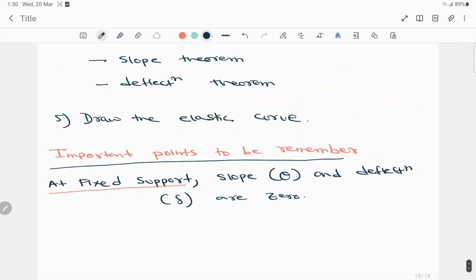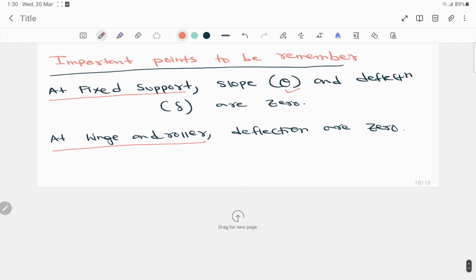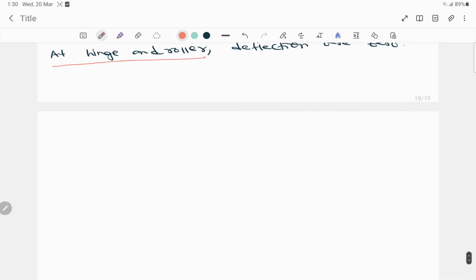Now at hinge and roller support, only deflections are 0. Here at the fixed support, slope and deflections are 0, but in case of the hinge and roller support, only deflections will be 0. There will be some slope at the hinge and roller support.